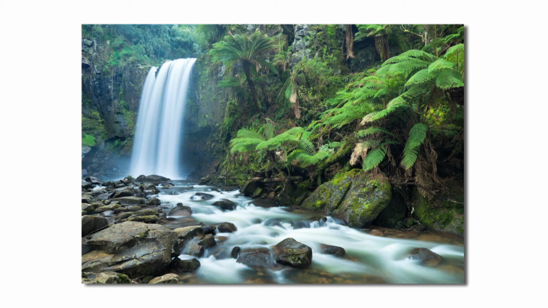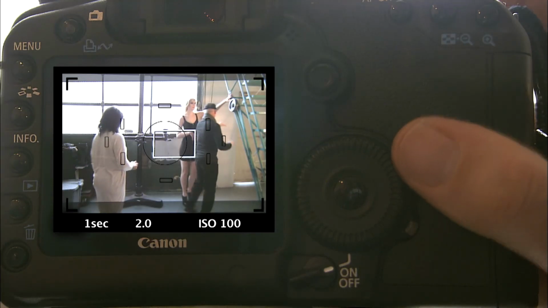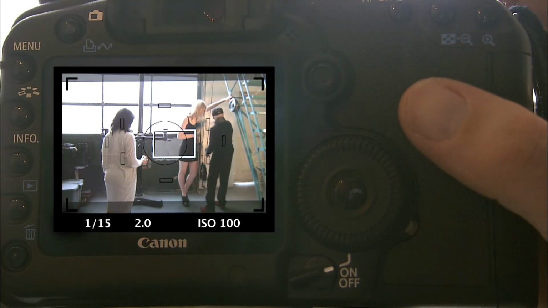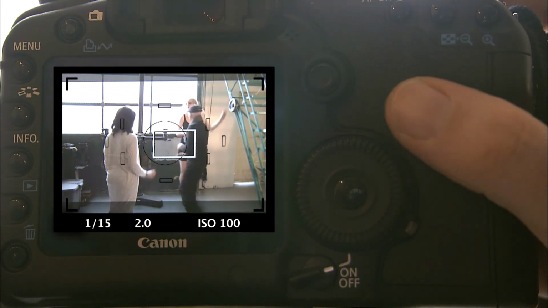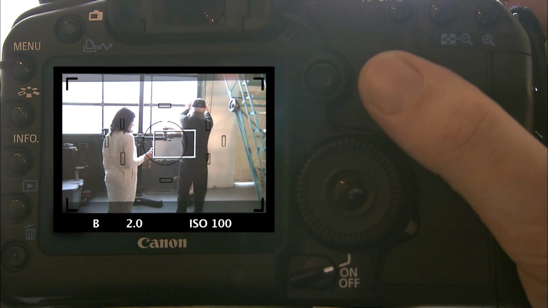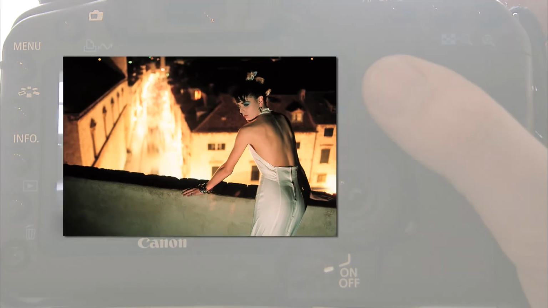Again, experimenting with slower shutter speeds from 1 second to 1/15th on different shots gives you some interesting effects. You can even try the bulb setting for some really creative shots.